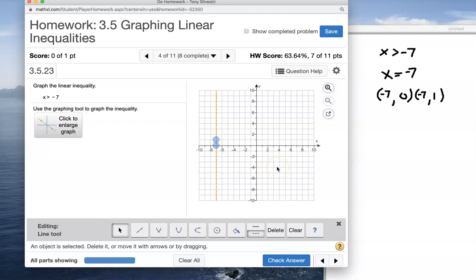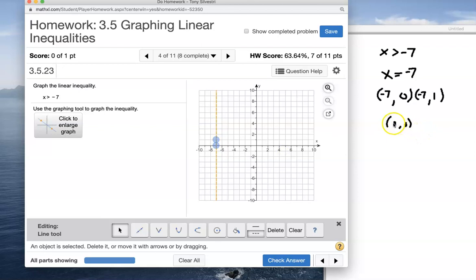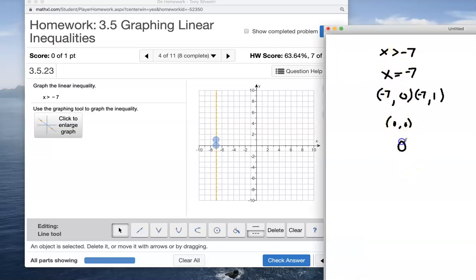Now pick a test point, the 0, 0 test point. I've been using that all the time. Plug in x is 0, y is 0. Well, that's easy. There is no y, so there's no y to plug in. But if I plug x as 0, I get 0 is greater than -7. Is that true? Yes, it is.